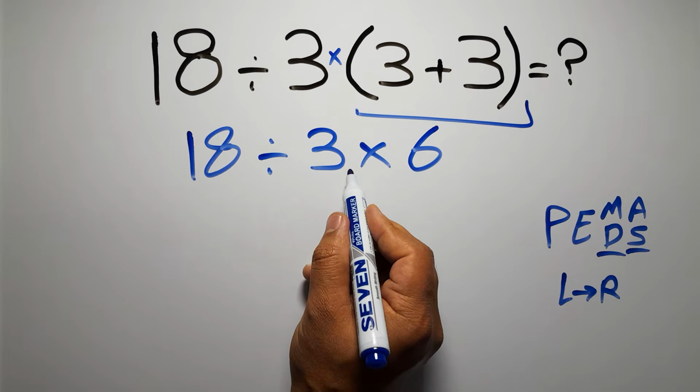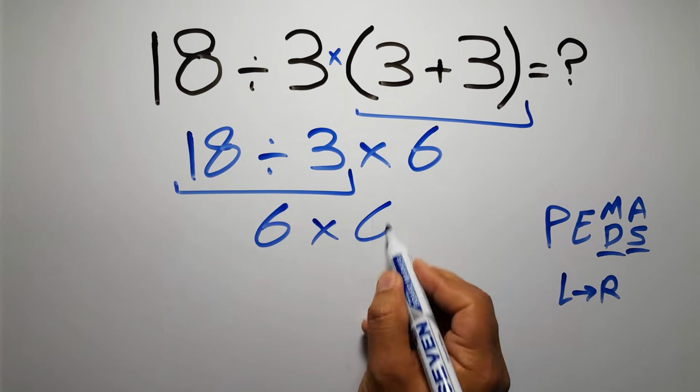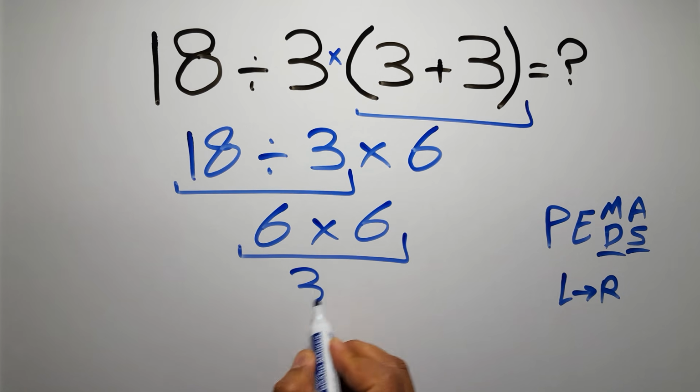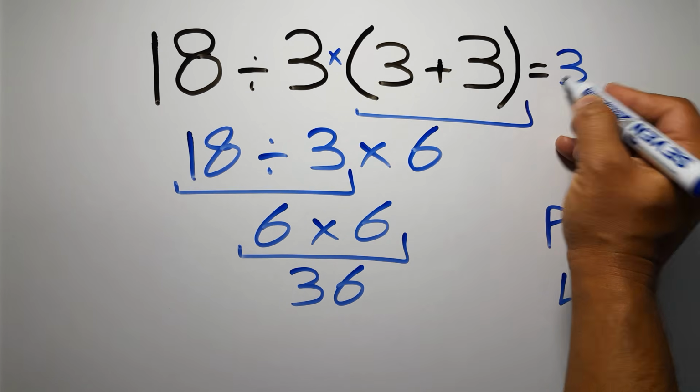18 divided by 3 gives us 6. So 6 times 6, which equals 36. And this is our final answer to this problem. The correct answer is 36.